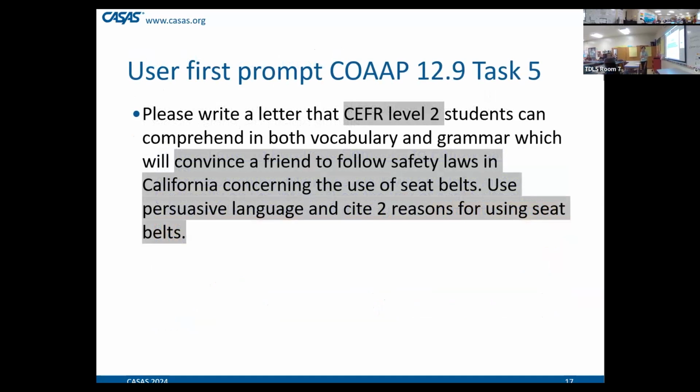And we asked at the CEFR level 2, maybe we should have said B2, right, or something like that, but we just said CEFR level 2, so that they could understand the vocabulary and the grammar. We asked it to convince a friend, so it's that persuasive letter, and cite 2 reasons, because at the intermediate level, that's what the COAAP assessment says. For intermediate, they have to cite 2 examples. We did not give it 2 reasons, but if you were the teacher, you would know what reasons you were teaching, and you might want to plug those into the AI, although we did not do that.